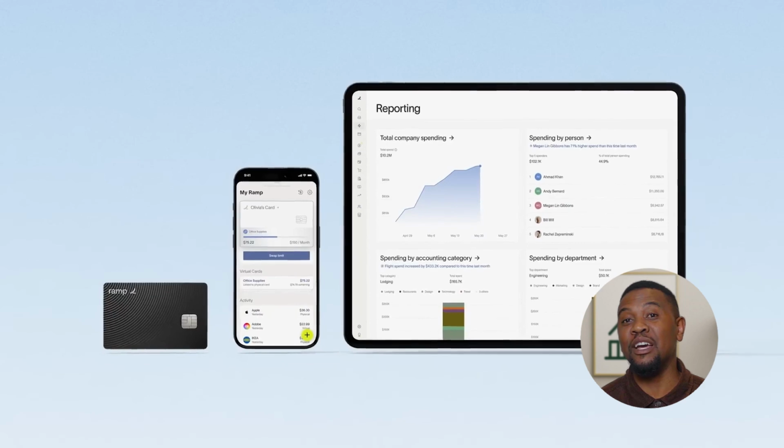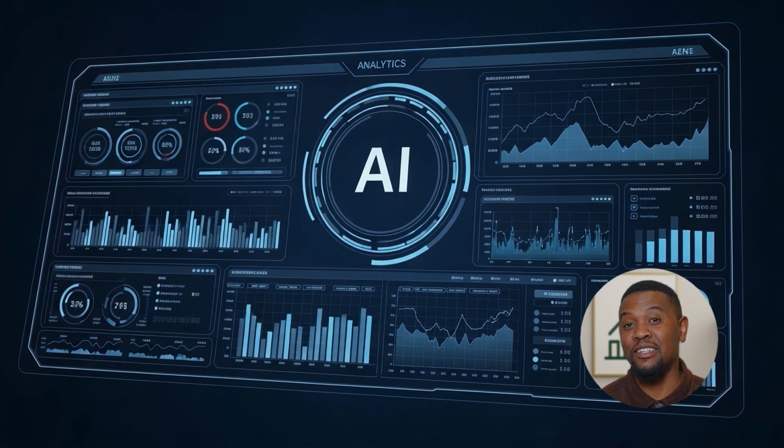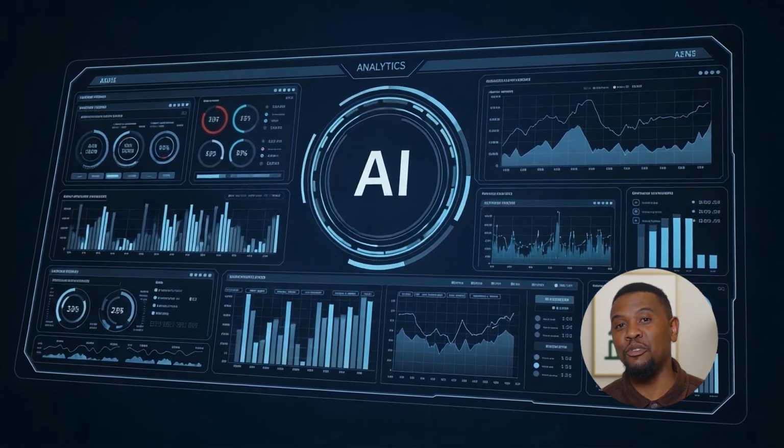This is where platforms like Ramp become essential. When your corporate cards and expense management are integrated directly into the budgeting system, the AI can spot variances as they happen, not weeks later when the books close.